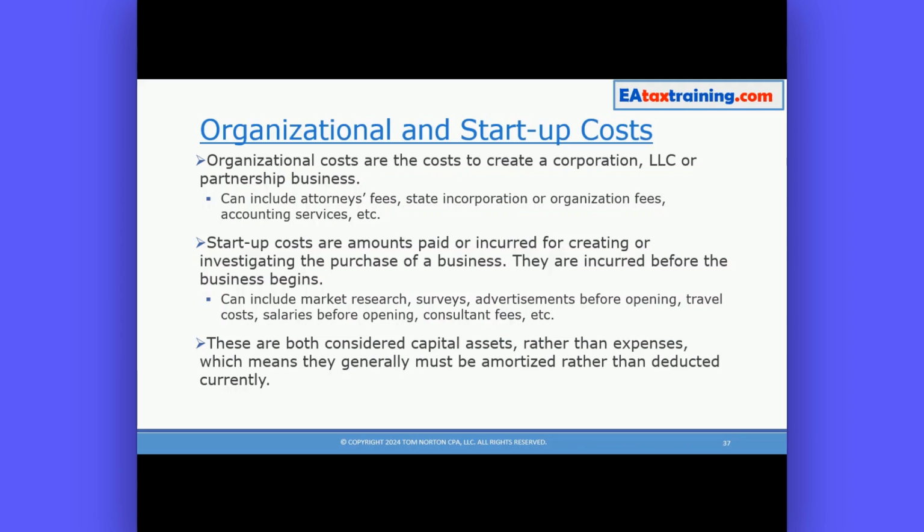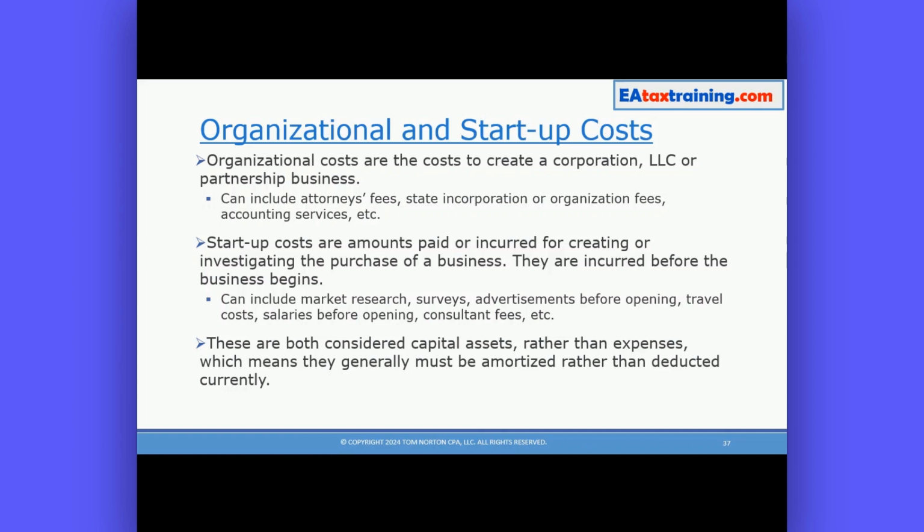Next are organizational and startup costs. These are two different things that can potentially be deducted or amortized. So organizational costs are the costs to create a corporation, LLC, or partnership business. It can include attorney's fees, state incorporation or organization fees, accounting services, etc. So if you pay an attorney to set up one of these businesses, that is considered an organizational cost along with whatever fees you had to pay.